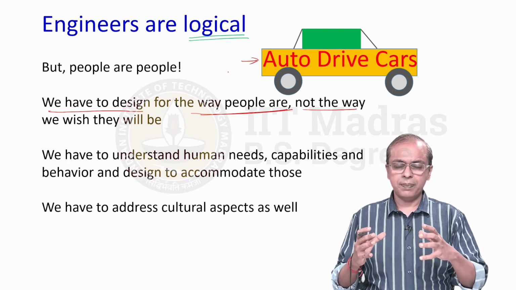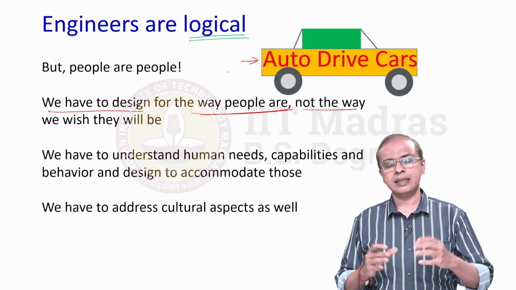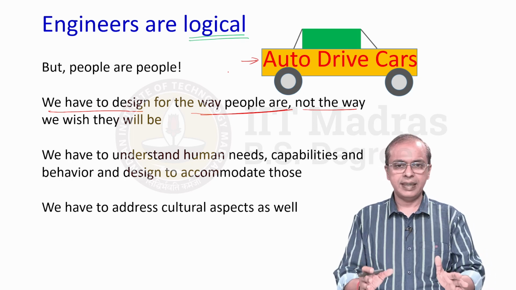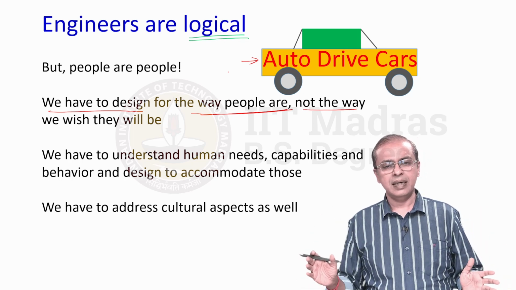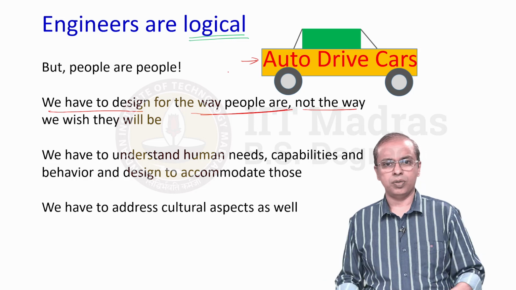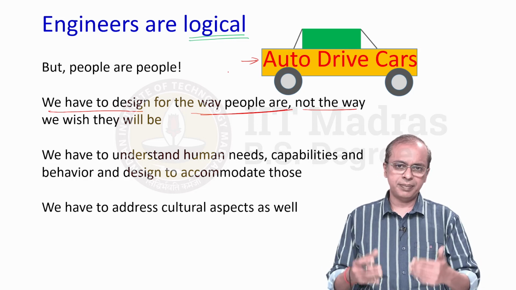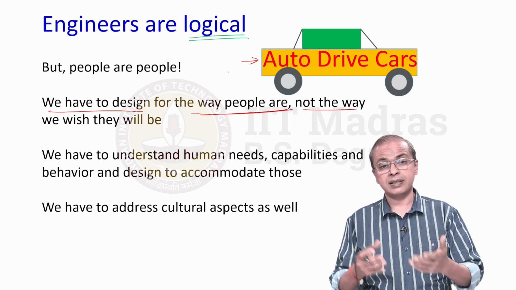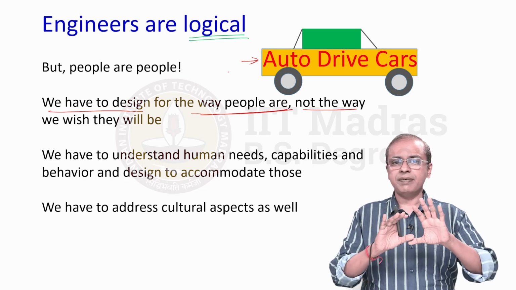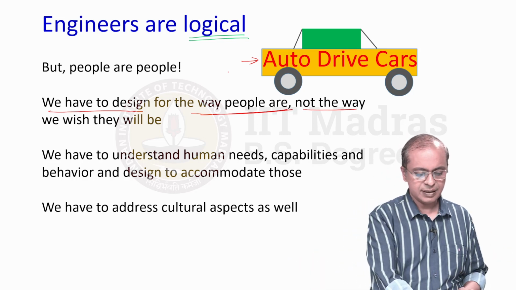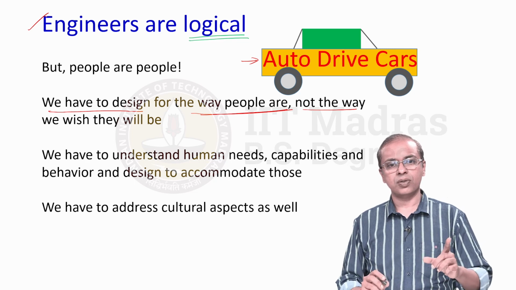So the engineer's approach is very logical. In an auto drive car, they say, by and large, the car will do all the mundane things. You sit back and relax. If there is some emergency, you intervene and you stop the car, or take over. You decide what you want to do in that emergency. So this is a very logical thing. So it fits this first idea that engineers are logical.